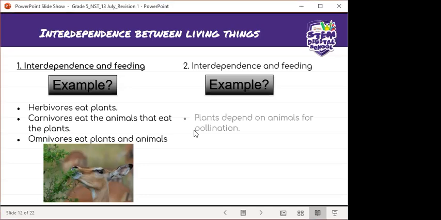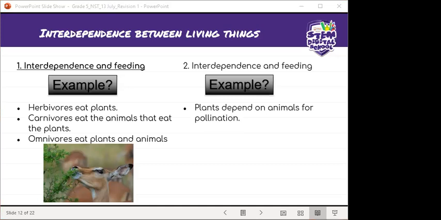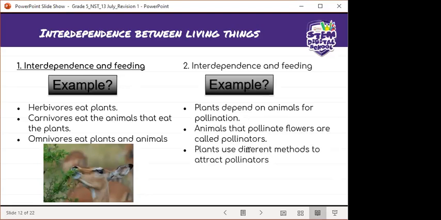So guys, when we speak about interdependence and pollination, plants depend on animals for pollination. Plants have ways to attract pollinators, such as having nectar, a special smell, or brightly colored flowers. These pollinators pollinate the plant so that reproduction of the plant can take place. Animals that pollinate flowers are called pollinators, and plants use different methods to attract them. Here we have bees, which were probably attracted to this plant because of its nectar.